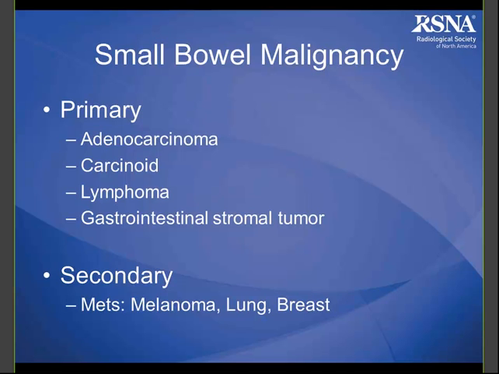So small bowel malignancy, these are the common things that we see: adenocarcinomas, carcinoids, lymphomas, and GIST tumors. And then secondarily, we sometimes see melanoma, lung, and breast metastases to the small bowel. I'd also include gyn-onc disease, maybe not so much small bowel, but on the serosal surfaces of the small and large bowel, which can maybe simulate actual intraluminal disease, but unfortunately can definitely cause small bowel problems with obstruction.